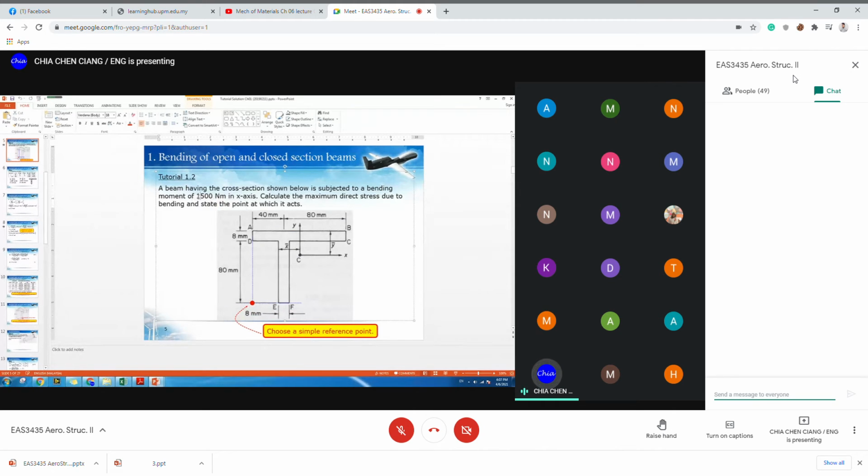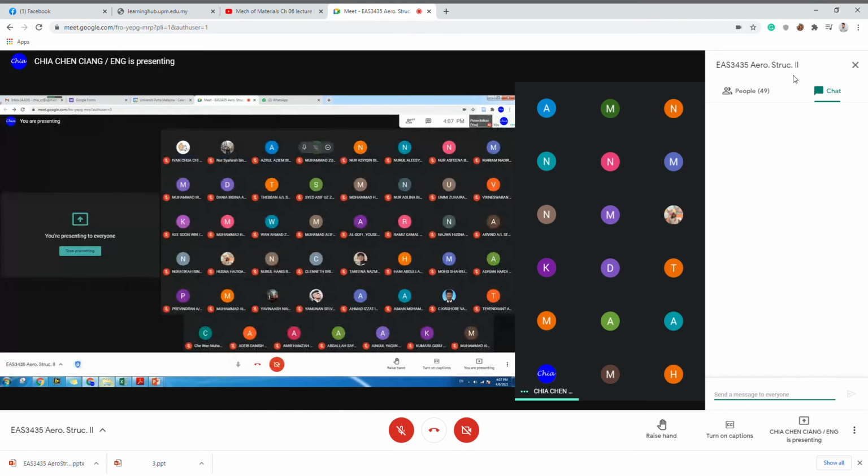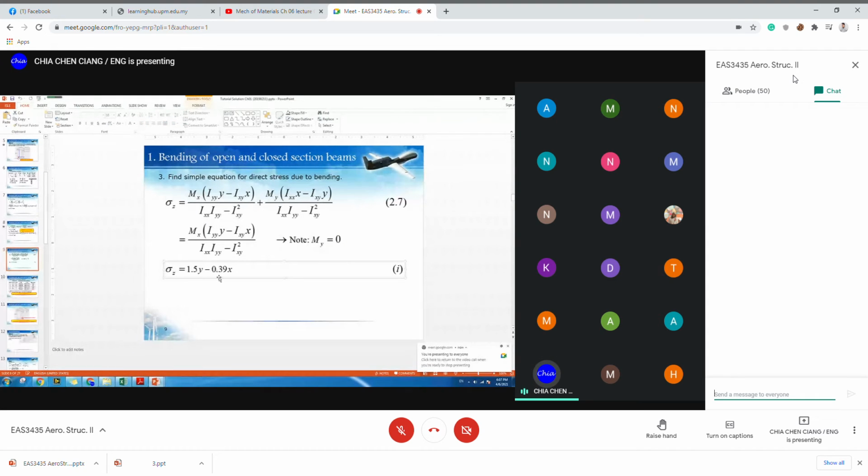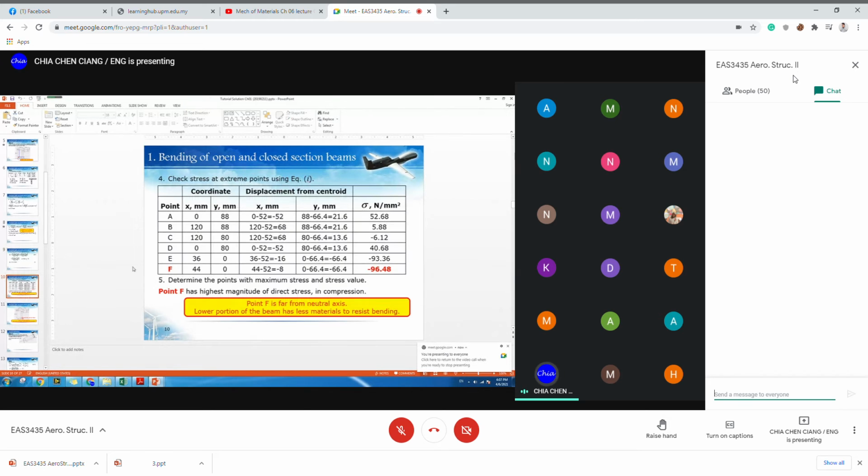The value of the bending moment is not really important. What is important is that it is in x-axis. Any values of bending moment in x-axis will create this equation, and no matter how the value changes, eventually we will find that point F is easiest to fail. Okay, so point F is considered a damage hotspot.